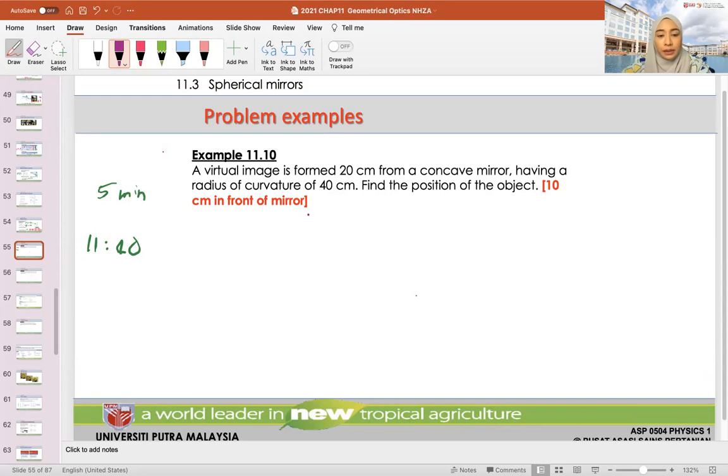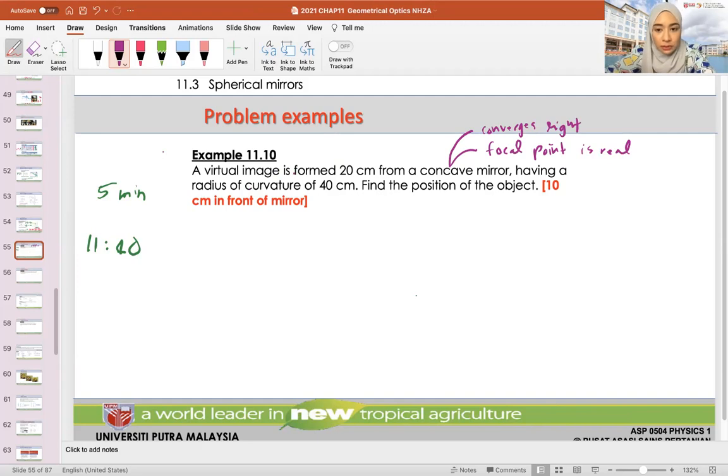Okay, so example 11.10, a virtual image is formed 20 centimeters from a concave mirror. Now remember concave mirror, the focal point is real. If the focal point is real, then your center of curvature is also real. For a convex, the focal point is not real. Concave mirror converges. Convex mirror diverges. Converges like, the opposite. If convex, it's the opposite. Diverging and also the focal point is virtual.